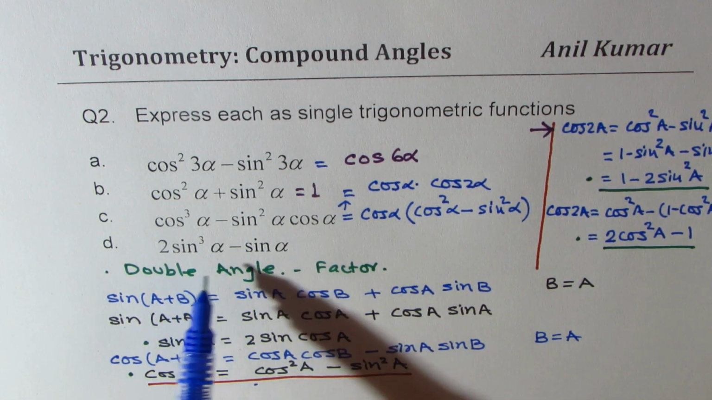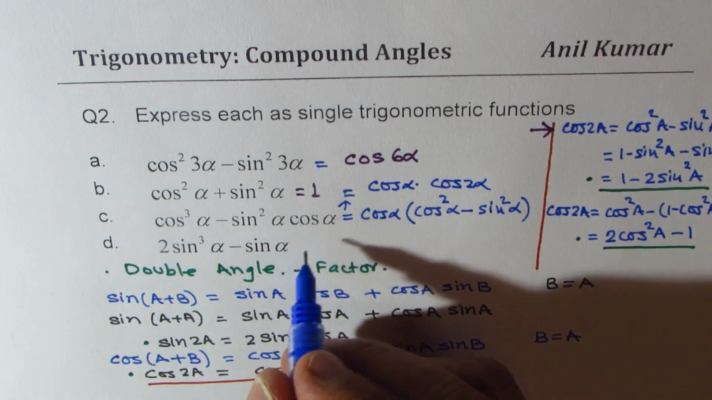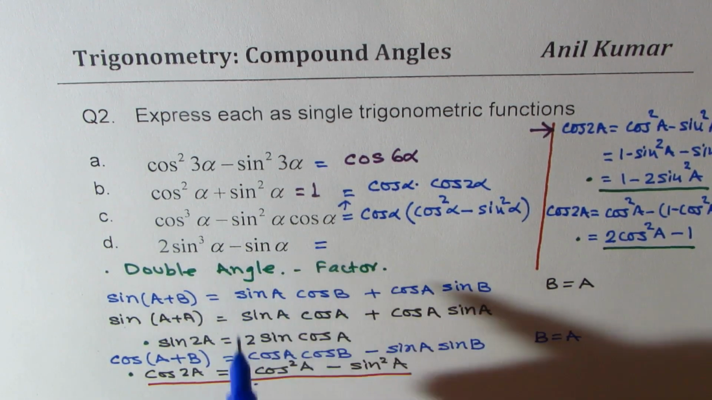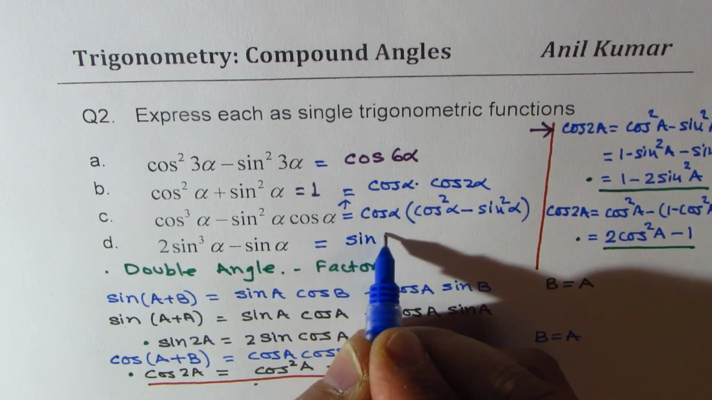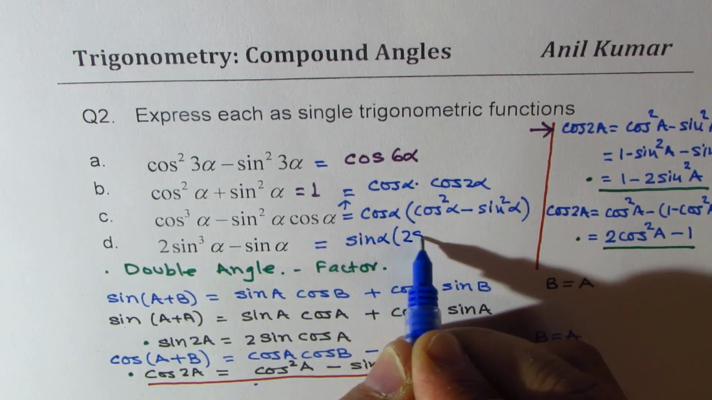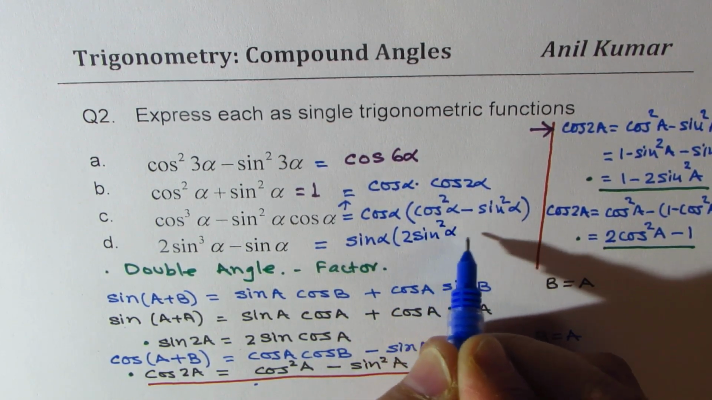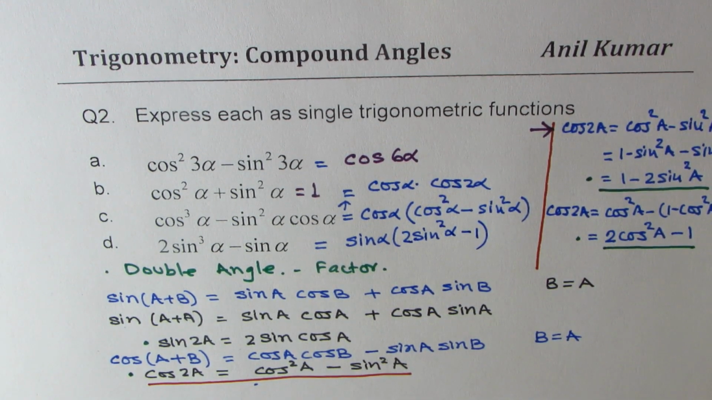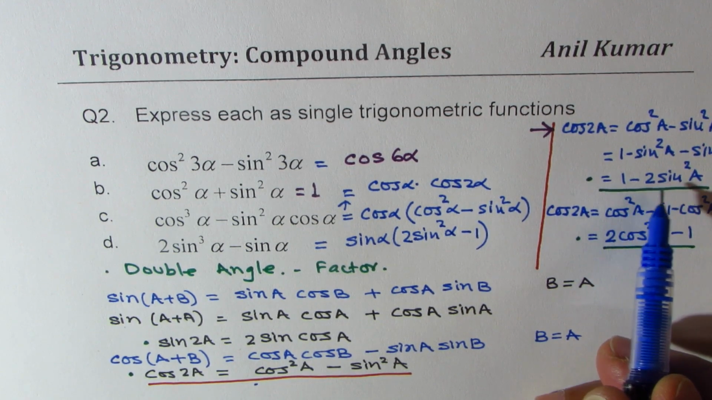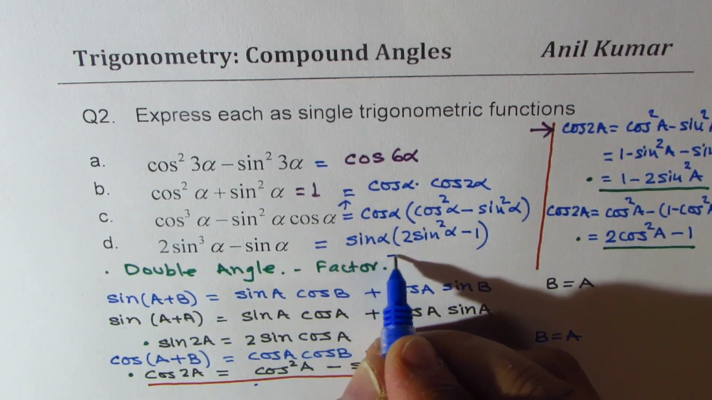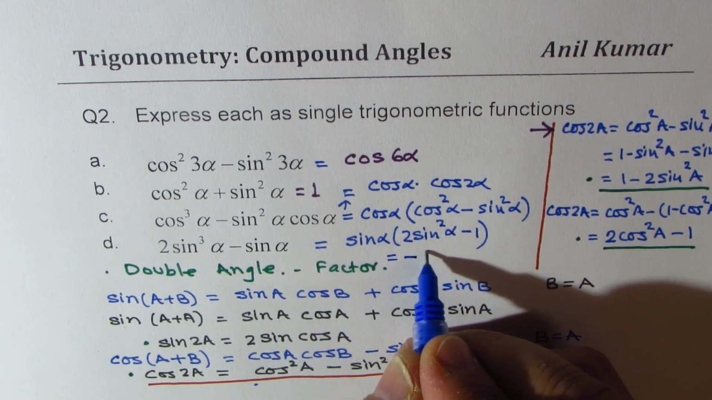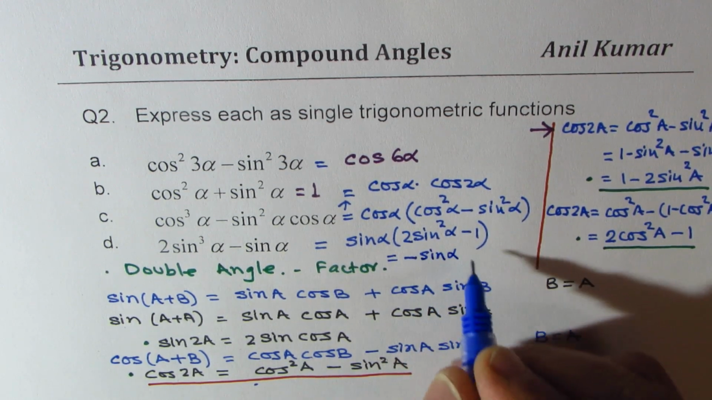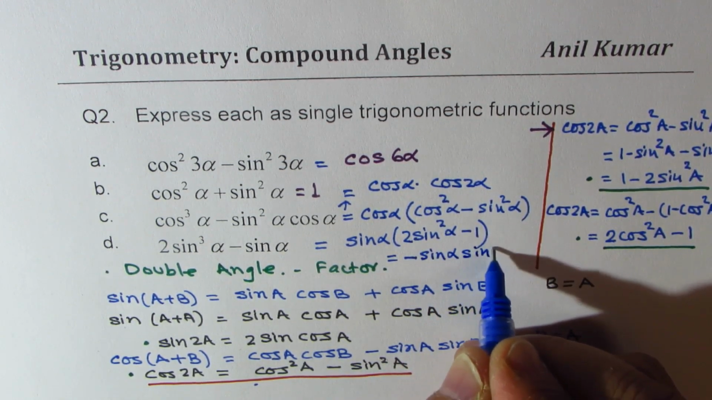Now the last one here, sine alpha could be factored. If I factor sine alpha, then what do I get? I get 2 sine square alpha minus 1. So what should that be equal to? Well, we have 1 minus 2 sine square alpha. So this is equal to negative of sine alpha times sine 2 alpha.